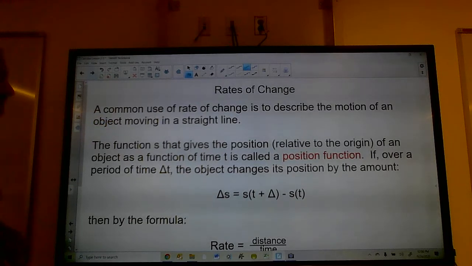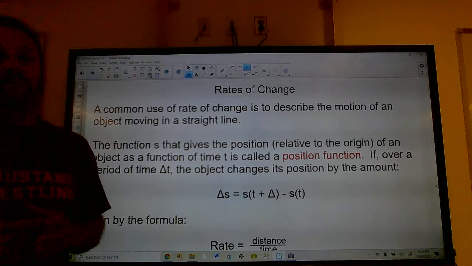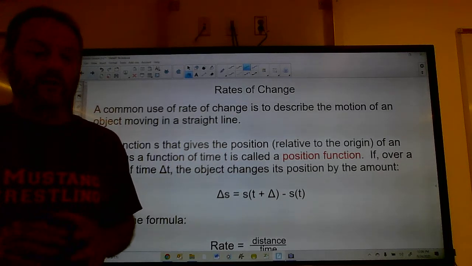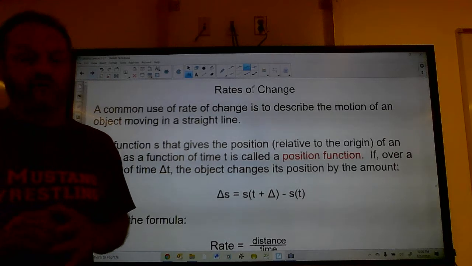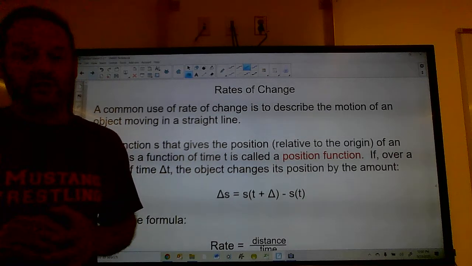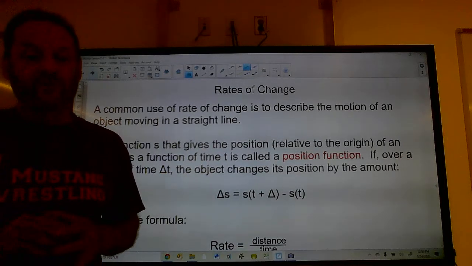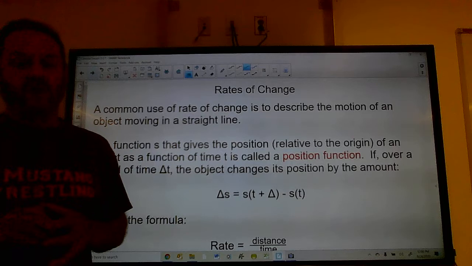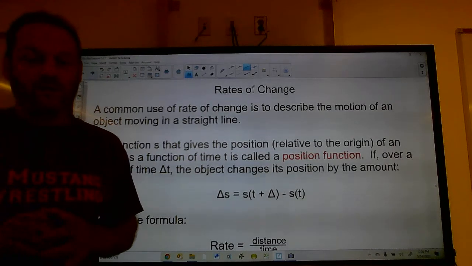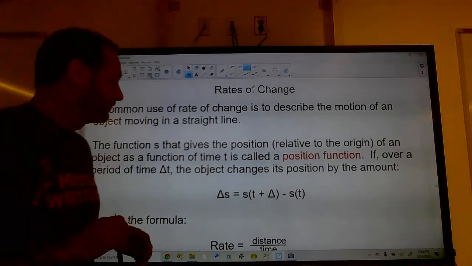Rates of change. A common use of rate of change is to describe the motion of an object moving in a straight line. The function s that gives the position relative to the origin of an object as a function of time t is called a position function. Over a period of time called delta t, the object changes its position by the amount delta s equals s of t plus delta t minus s of t.